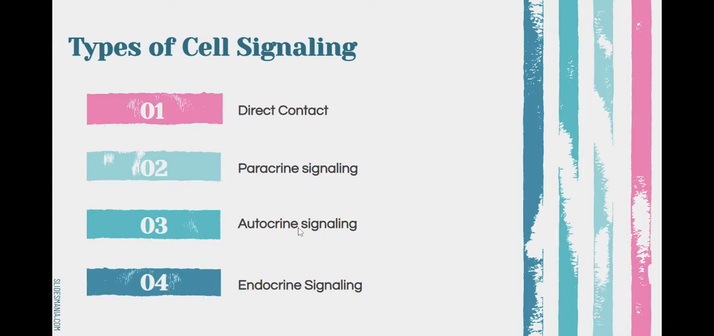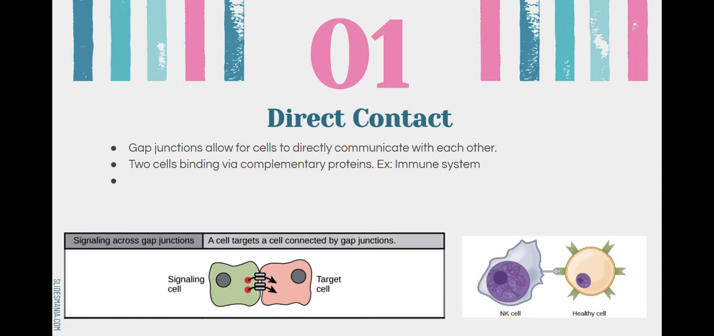So these are the different types of cell signaling that we'll be covering today. There's direct contact, there's paracrine, autocrine, and endocrine signaling. So we'll start today with direct contact. And direct contact is exactly how it sounds, where two cells are directly connecting to each other in order for these three steps of cell signaling to occur.